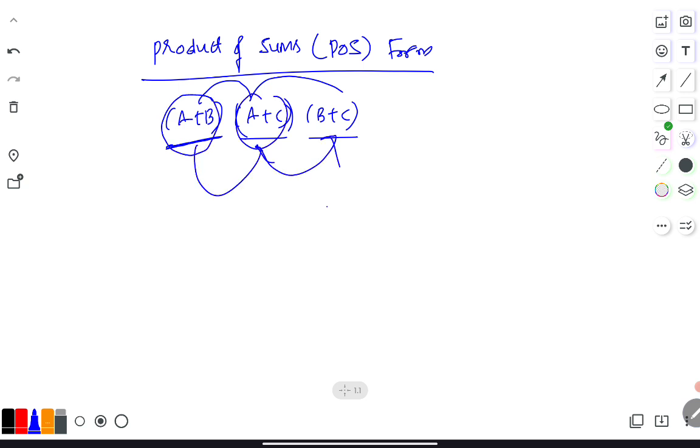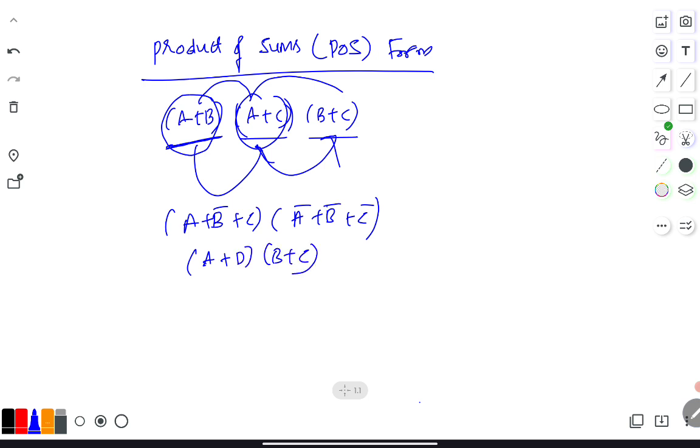Or one more example: A plus B bar plus C. A bar plus B bar plus C bar. Next, one more: A plus D, B plus C, and one more example, B plus C, A plus C. These are the examples of product of sums.